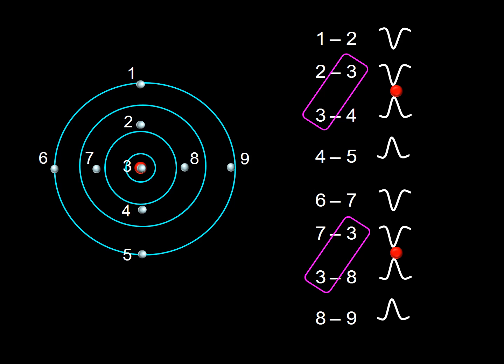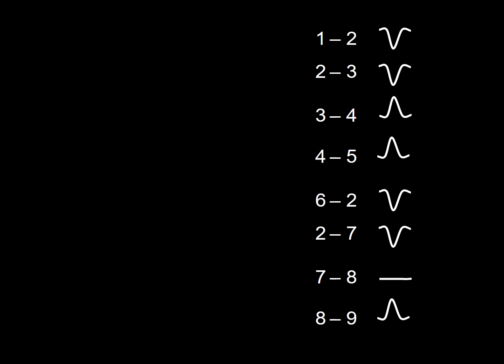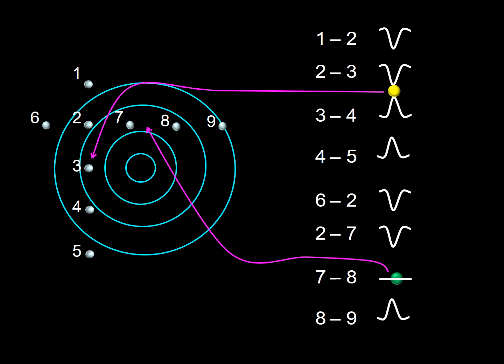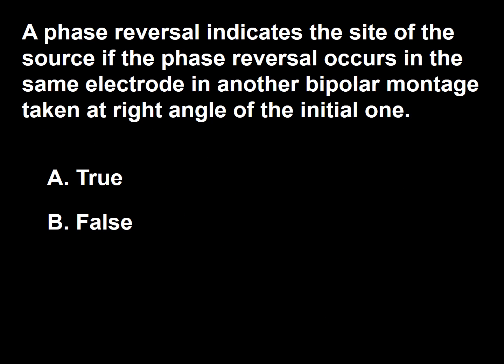As you can see in this frame, there is a common electrode. On the other hand, if the phase reversal does not take place in the same electrode, or if the electrode is not included in the chain, as it is in this case, where electrode 3 is not included in the transverse chain, no precise comment can be made about the localization of the generator, as it is in this case. So the answer to this question is true.